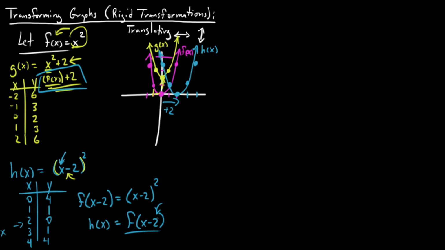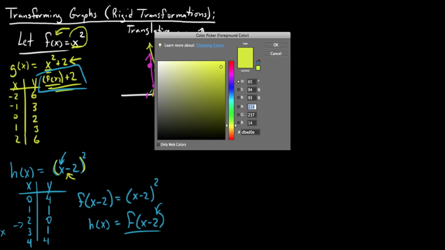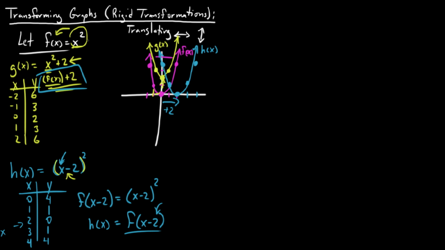So what we'd like to do here is generalize what we see going on. We're going to talk about how these constants, either on the outside of f of x or the inside of f of x, alter an original graph. So we'll define it like this: what if we had some function h of x?